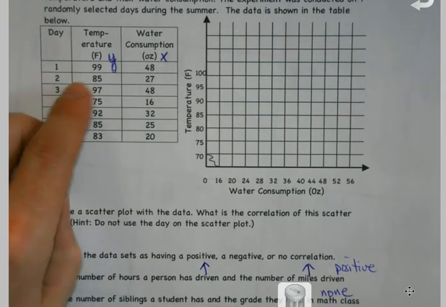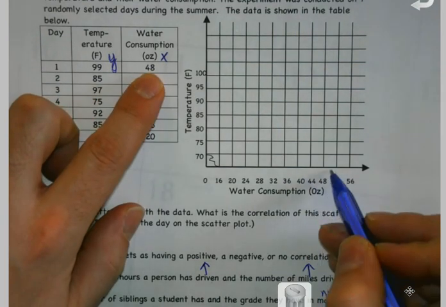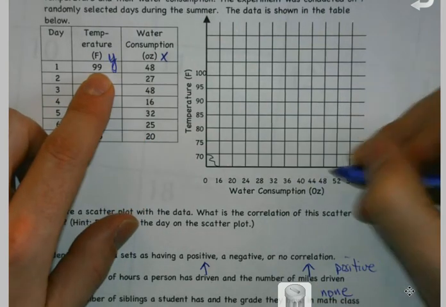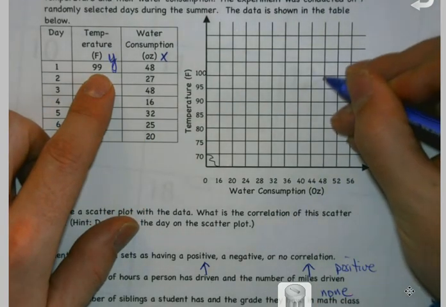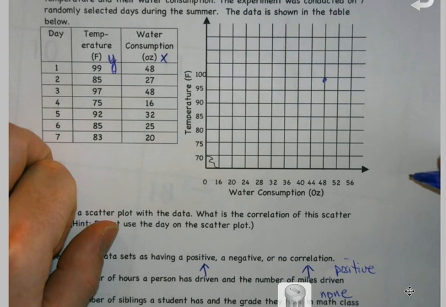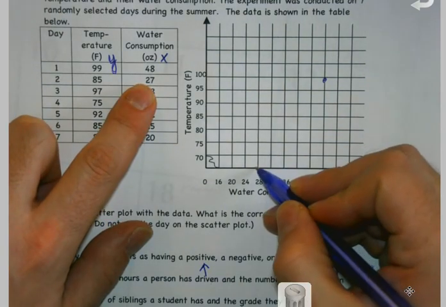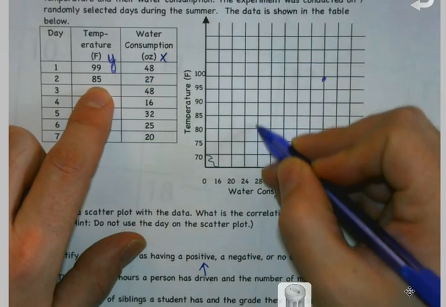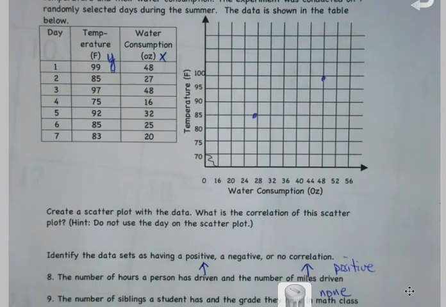So like on day 1, my water consumption is 48. The temperature is 99. Or like then my water is 27. The temperature is 85. And I'm just going to plot them that way. So yeah, the day itself is not going to be one of the things that you're plotting. It's just going to be your water consumption and your temperature. And then again, look at it and see what you think is going to be the correlation that they have, if there is any.